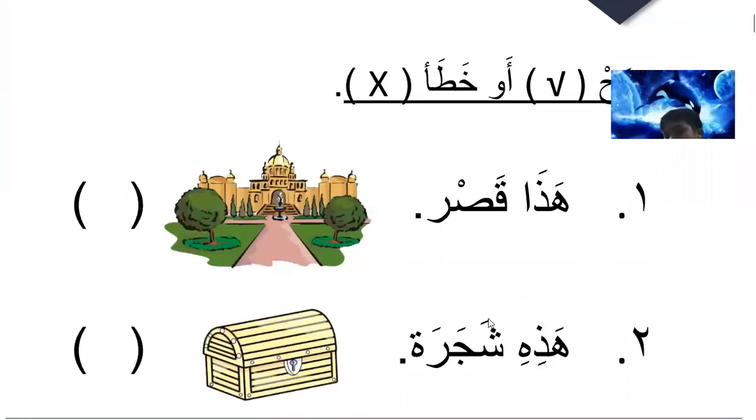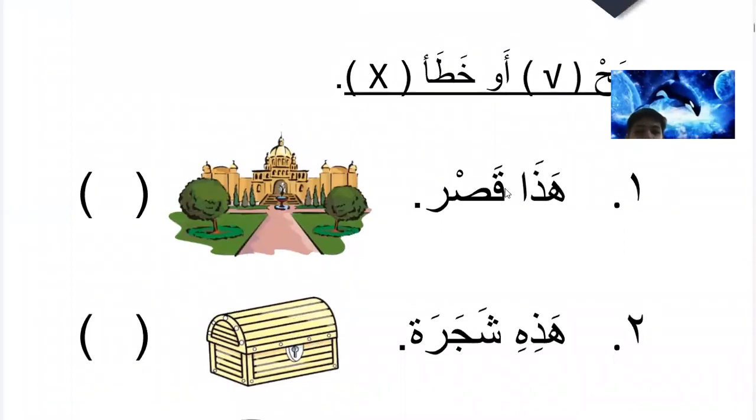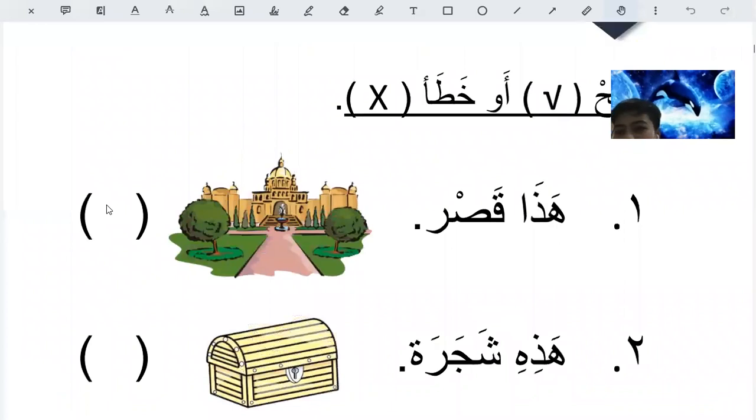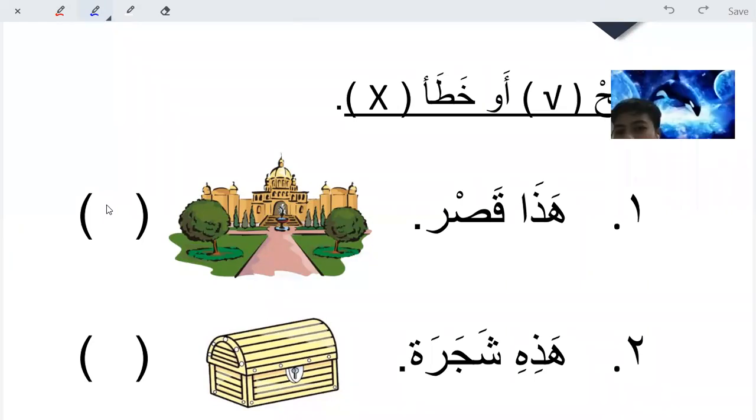Then we have the letter Swad. Oh, sorry, here he is asking you sah au khata, correct or wrong? Qasr. Hada qasr is sahi. Good.